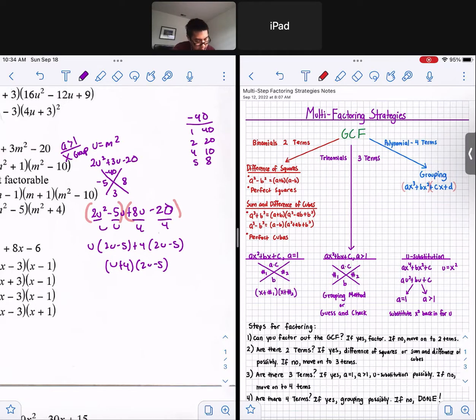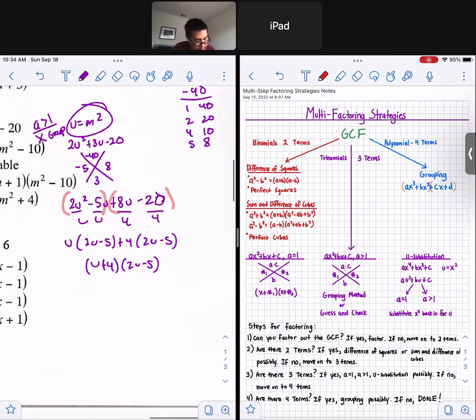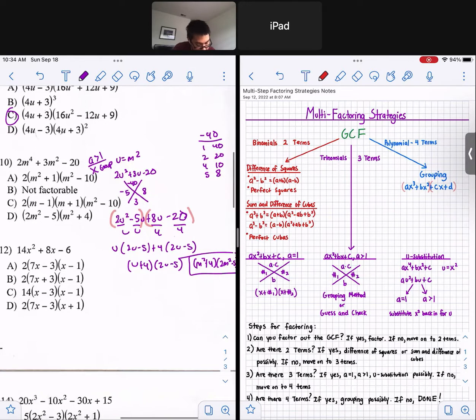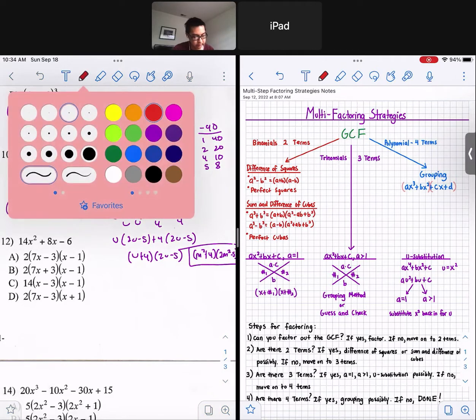And again, we did not start off with u's in the beginning, we started off with m. So we're going to plug in m squared in for our u's. So our final answer is going to be D. That's going to be our final answer.